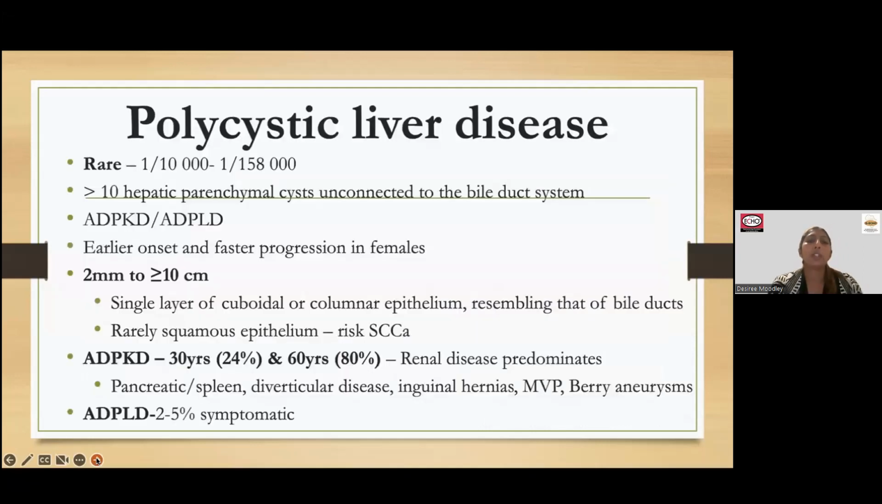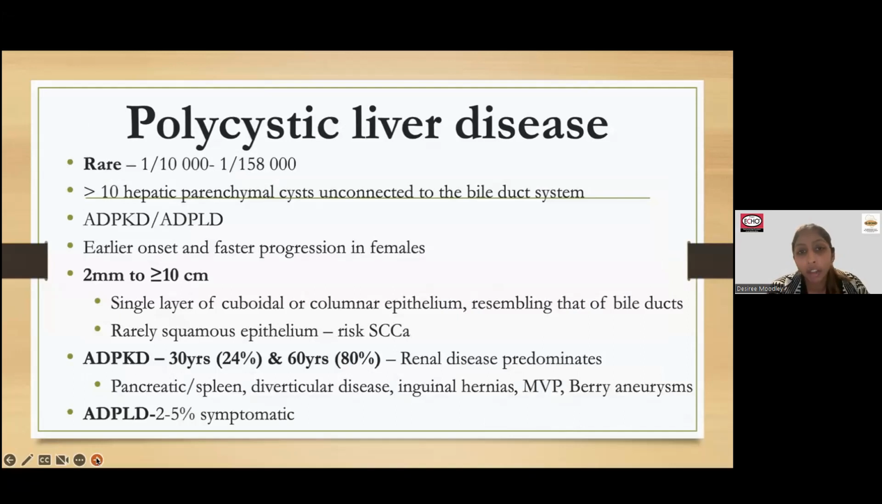Moving on to polycystic liver disease. This is very, very rare, 1 in 10,000 to 1 in 158,000 people. This is when you have more than 10 liver cysts that are unconnected to your bile ducts. There are 2 components. You can have autosomal dominant polycystic kidney disease or polycystic liver disease.